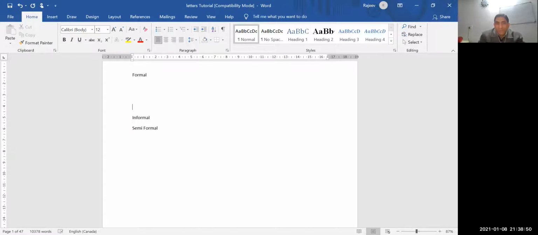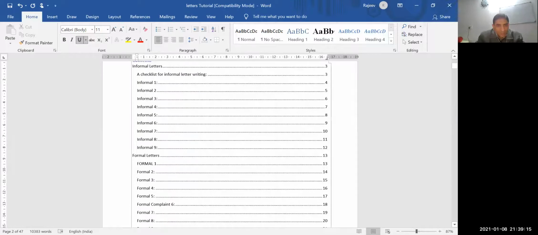What is the difference? In formal letters, you are supposed to maintain formal tone and structure. So what do you mean by formal tone? Formal tone is where you write, let's say, for example, to your boss or to an authority, and the context is very, very formal, right? Let us take some examples straight away to understand this.